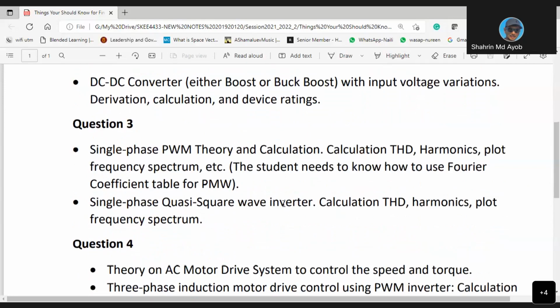Huh? Sorry? Tak dapat tangkap lah. The value of the frequency. Oh, the value of the frequency is given, I think. Is given. Yes, the frequency is given.